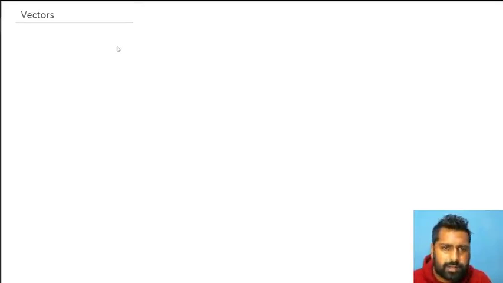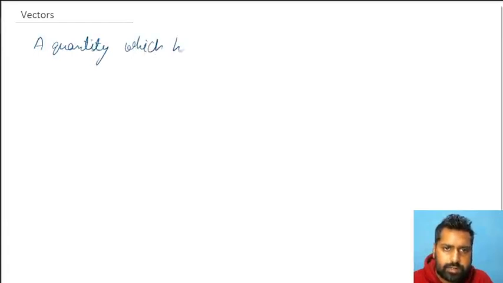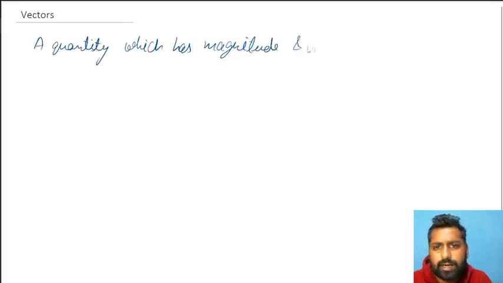First of all, we have to understand what is a vector. Okay, so what is a vector? A vector is basically a quantity which has magnitude and direction. I'll explain the meaning of the word magnitude.